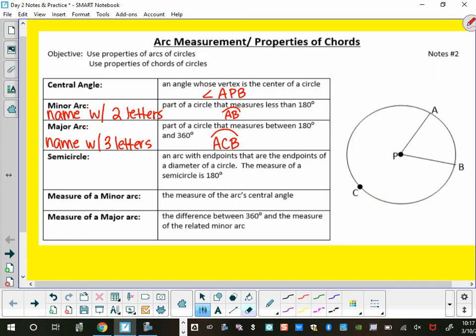All right, a semicircle is basically half a circle. It is an arc with endpoints that are the endpoints of the diameter of a circle. The measure of a semicircle is 180 degrees. For a semicircle, we also name it with 3 letters. So a semicircle could be, like what Lulu just said, from A to B to C. Technically, this circle is a bad circle because it doesn't have a diameter. We need a diameter to determine whether it's a semicircle, but it is what it is. We just go with the flow here.